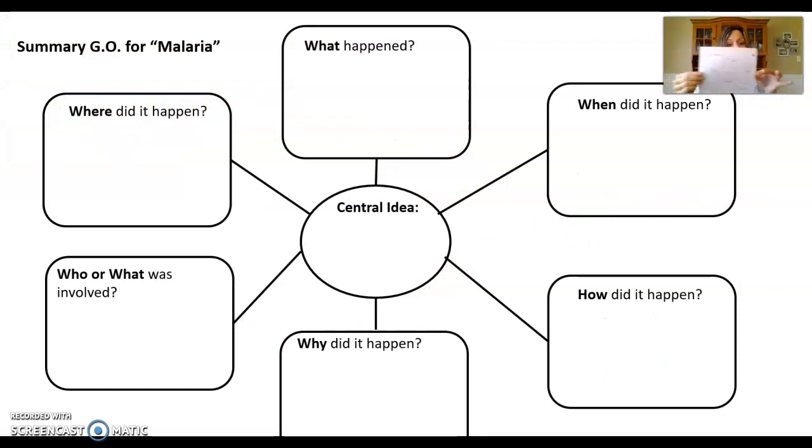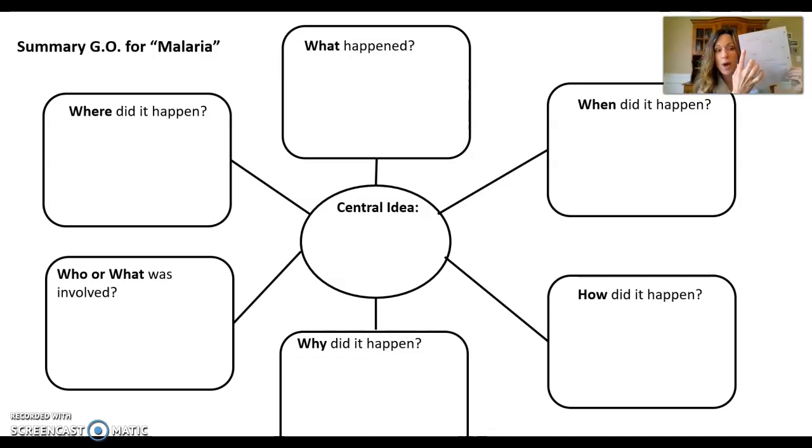So really all you need to have is a circle in the center, and that needs to say central idea or main idea. And then you have 6 boxes out around the central idea. One says what, one says when, one says how, why, who or what, and where, okay? Also the topic. So on here, I also put summary GO for malaria. Malaria is the topic of this article.